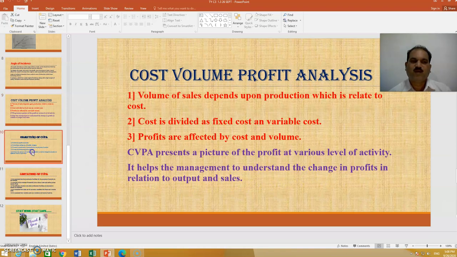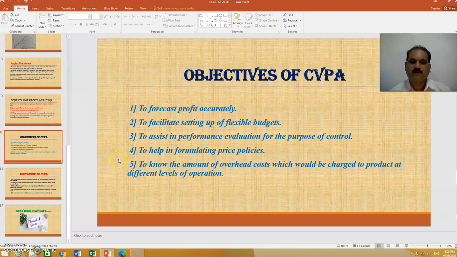Now let's see what are the objectives of CVPA. The first objective is to forecast the profit accurately. Second, to facilitate the setting up of flexible budgets. Third, to assist in performance evaluation for the purpose of control. Fourth, to help in formulating price policies. And fifth, to know the amount of overhead cost which would be charged to product at different levels of operation.